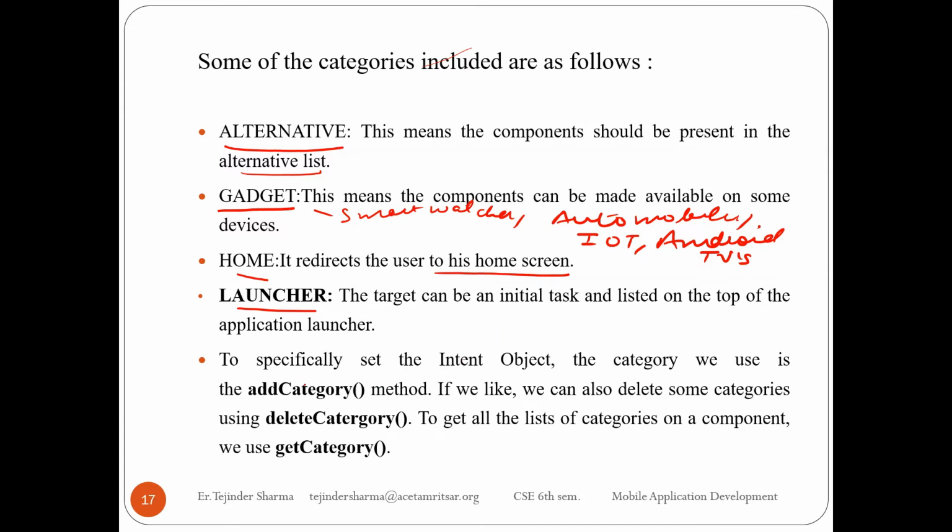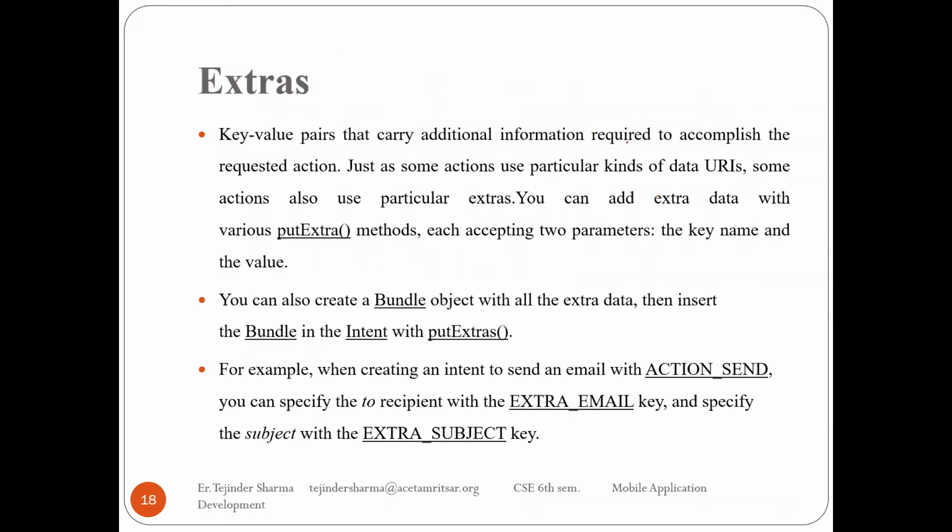If you want to add other categories, use add category, delete category, and if you want to retrieve the list of categories, we use the get category method. There is one more category which is called default category, which is generally used by implicit intents. We use implicit intents for the default category. You'll see in the programs.